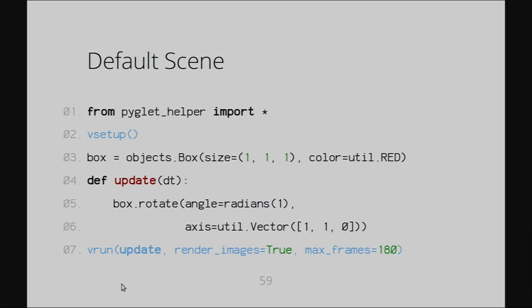All right, so just to finalize, this is what the freshman's code would look like in PygletHelper. In addition to everything else, I've created a default scene with a default camera position and some default lights. You can create that using vsetup, and it will automatically add any objects you call after that to that scene. You define an update function just as you would with any of the other ones, and then you can run the scene. I've also added a really useful utility for generating objects. This is really great if you want to spam your Twitter profile with animated GIFs. And that is what it looks like.